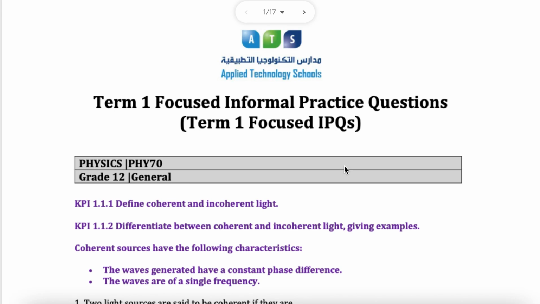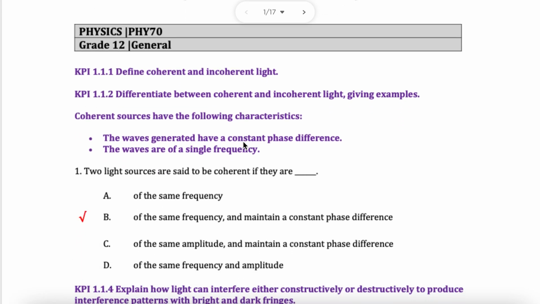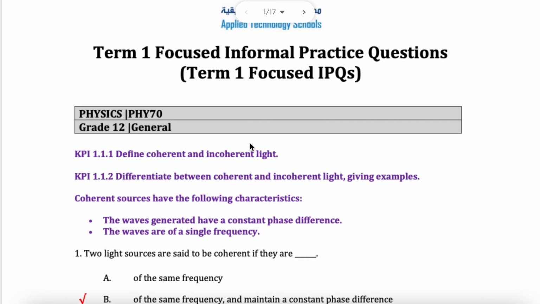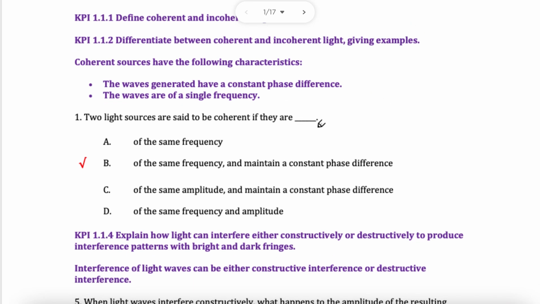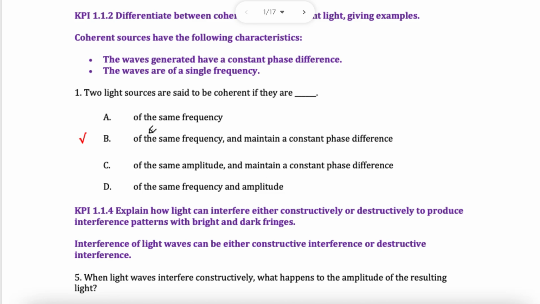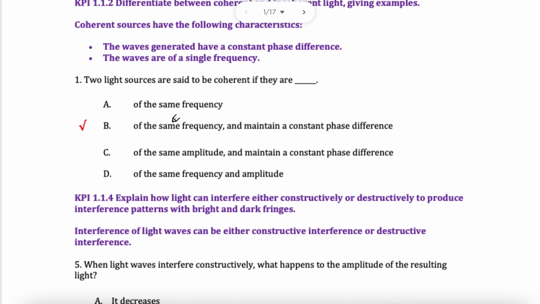In this video, I'm going to go over practice questions for the grade 12 general term 1 physics exam. This starts off with the first topic, interference and diffraction. I have made a video on interference already and solved all of the multiple choice problems, but I will go over the focused ones.